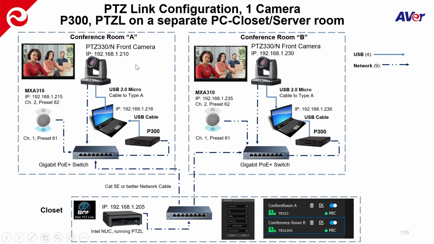Just note that the camera IPs and mic IPs are unique. And that's so that the PTZ Link software knows which room you're talking about, right? So keep that in mind. So conference room A's camera ends in 210. Conference room B's camera ends in 230. Likewise with the MXA setup, this IP address is unique, 215. Over here in conference room B, it's 235, etc. Right? And this guy's unique, and this guy's unique. Because in this case, you'll notice I have 2 conference rooms set up, conference room A and conference room B, and they're each doing different things, and they're both running, right? They're both active and set.